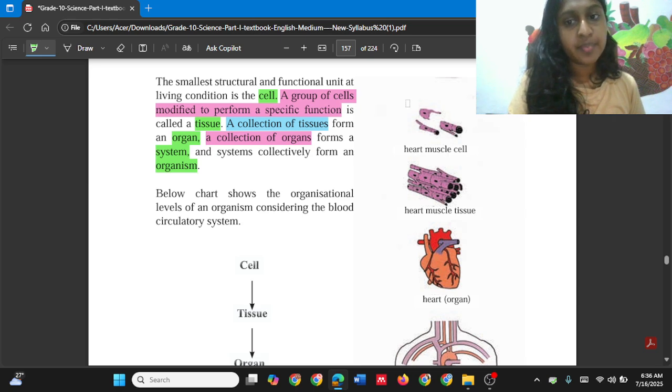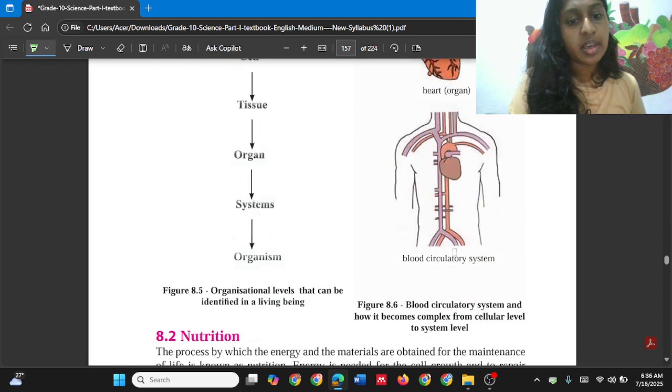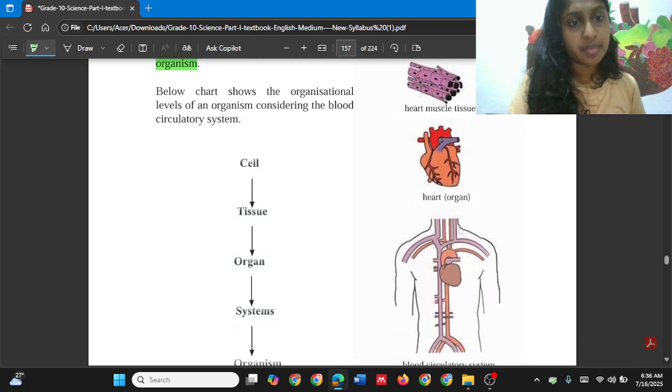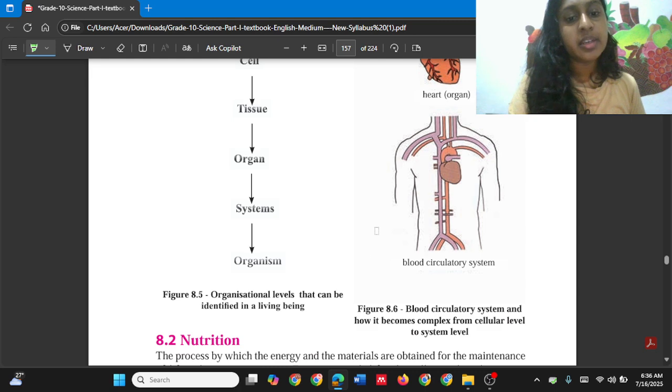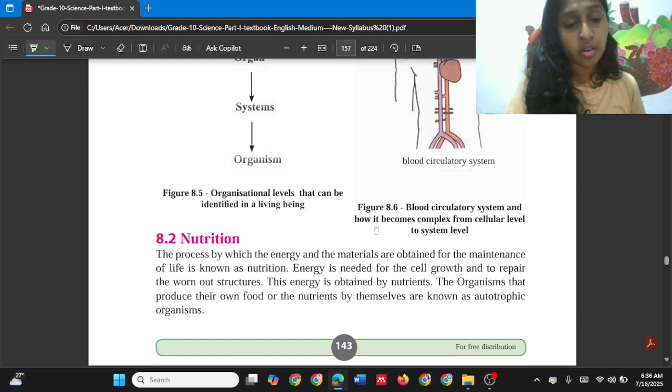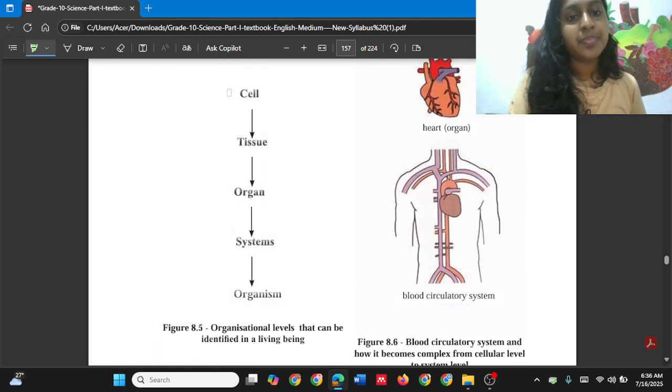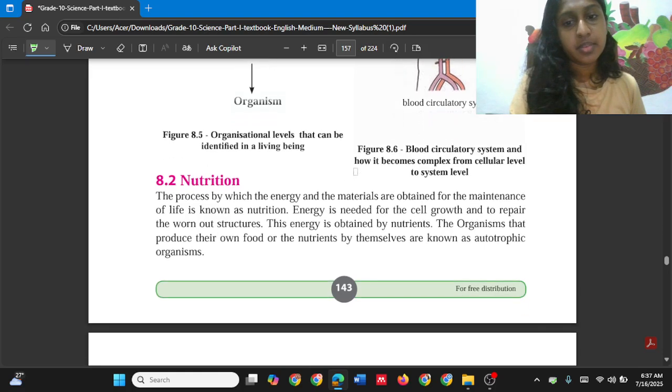Cell, tissue. Here, heart muscle cell, heart muscle tissue, and heart is the organ. And from what system does it make? Blood circulatory system, and all the systems collectively become an organism. These are the organization levels that can be identified in a living being. These five are what they know: cell, tissue, organ, system, organism. This is how it becomes a complex from cellular level to system level.